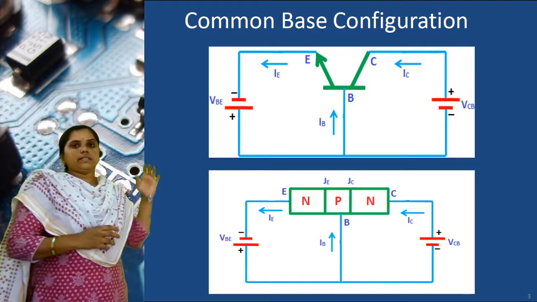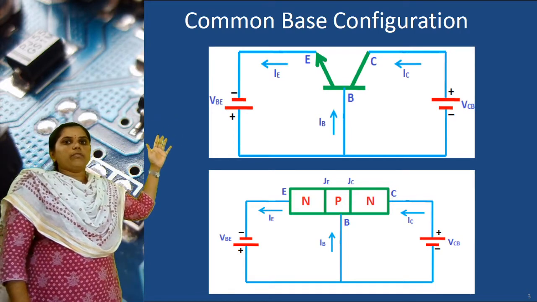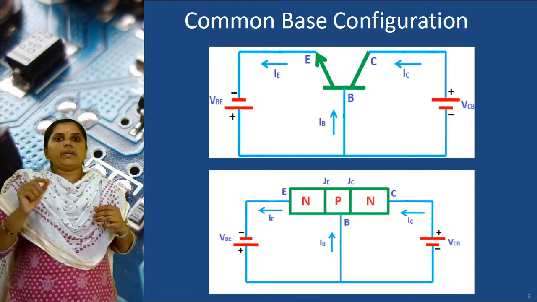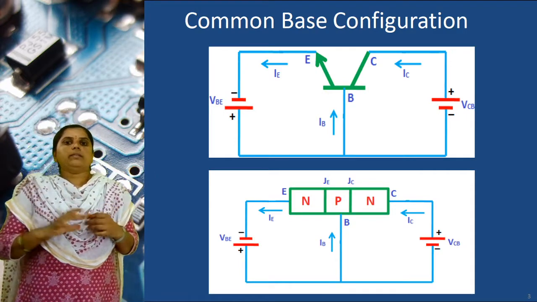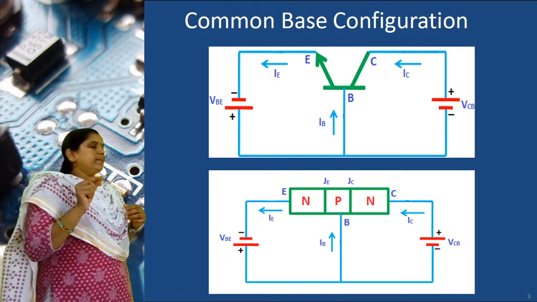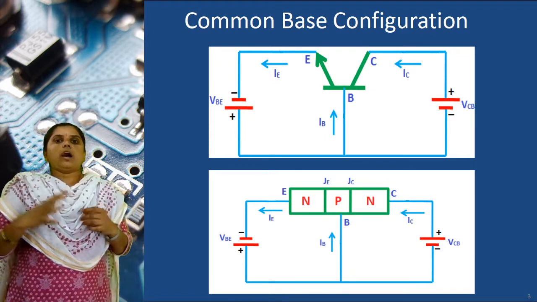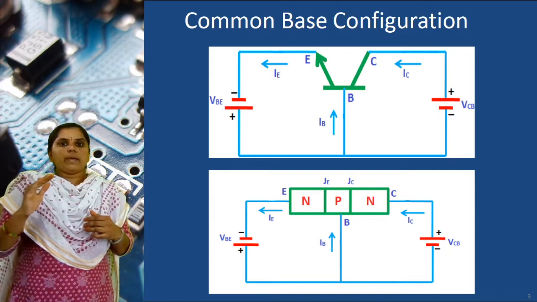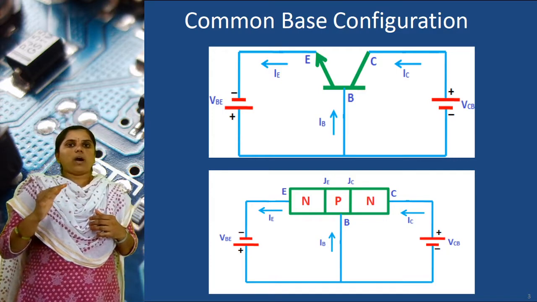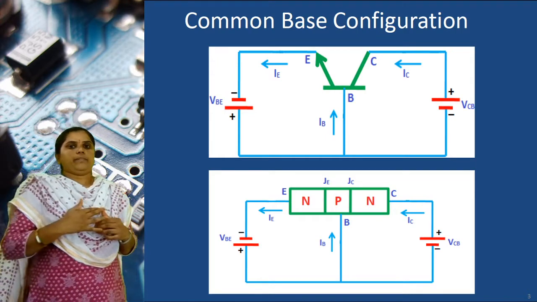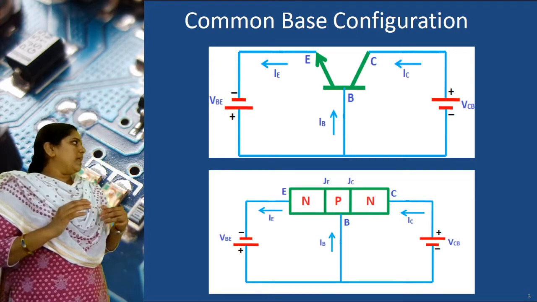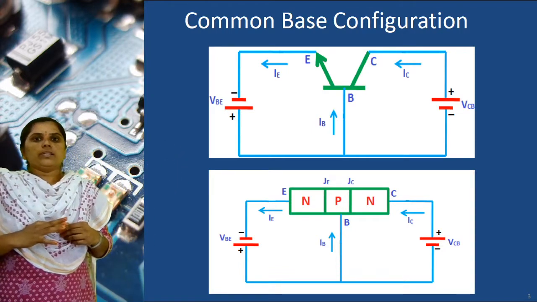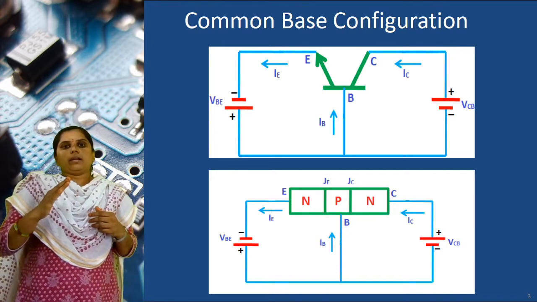See here, this is the circuit diagram of the common base configuration. Here the base is connected to common. The input terminal is the emitter terminal, and the collector terminal is the output terminal. The base is connected to ground, so the base is common here. That's why it is called a common base configuration. Input terminal is the emitter terminal, output terminal is the collector terminal.